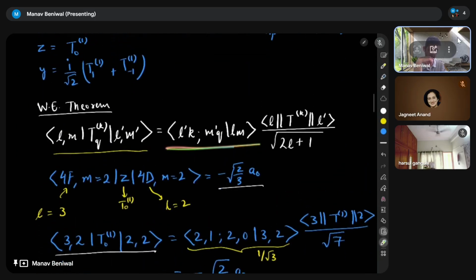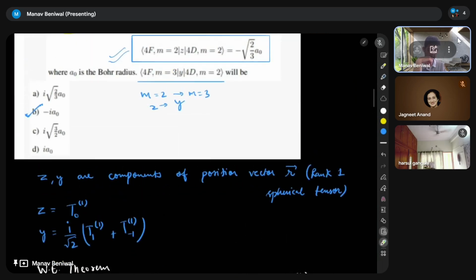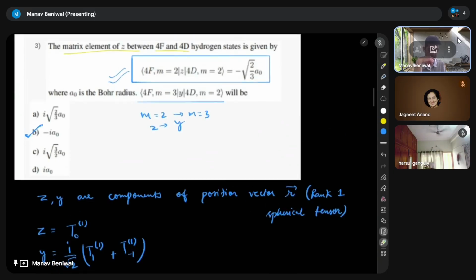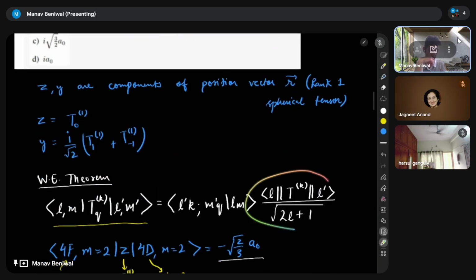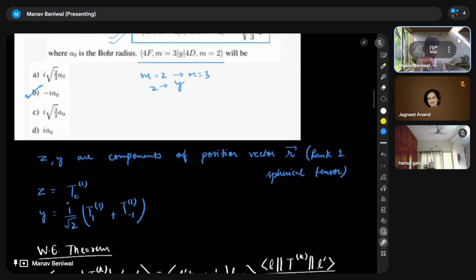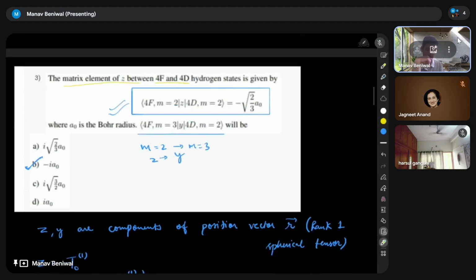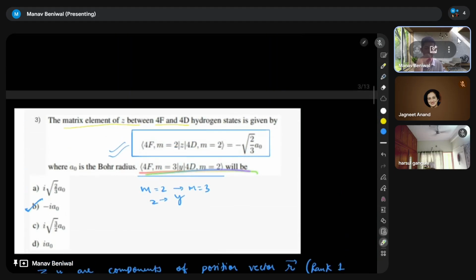So for the first case, the CG value comes out to be minus 1 by root 3, which allowed us to find the value of this term. And once we know this term and know the CG coefficients for the second case, then we can tell the value of the entire thing, the matrix element of Y. Any doubts?